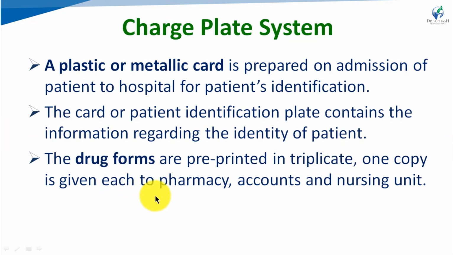So one copy will be given to the pharmacy, that means it will be with the hospital pharmacist. Then another copy will go to the account, and the third copy will remain as it is with the nursing unit. So this one is a charge plate system.